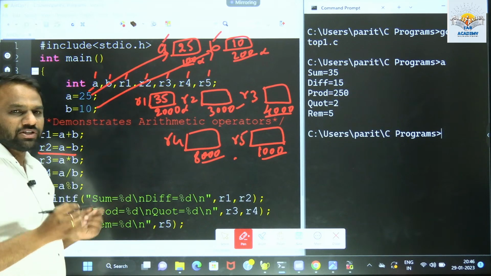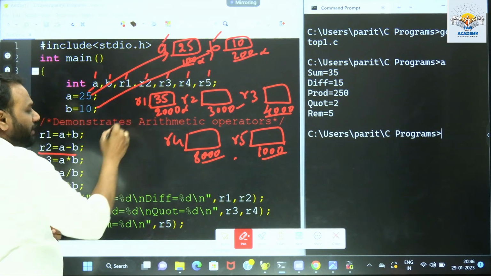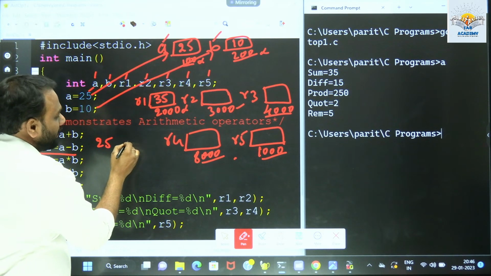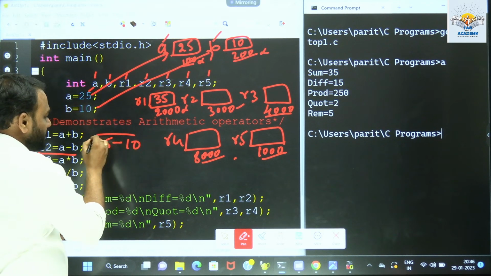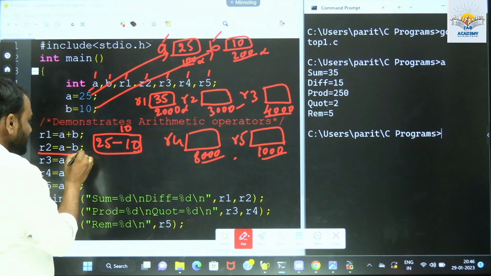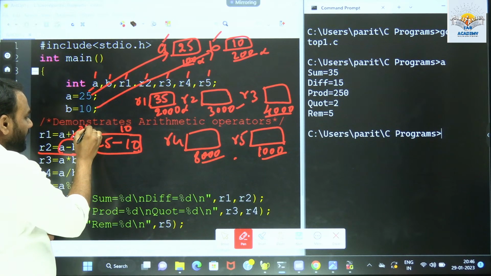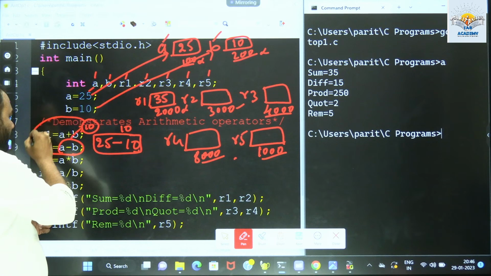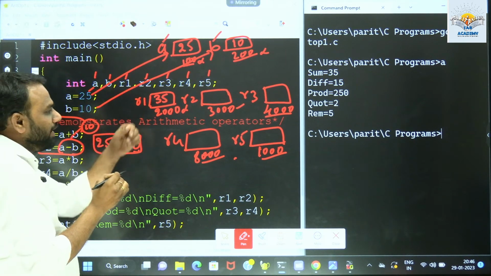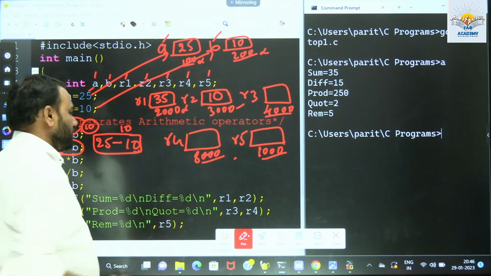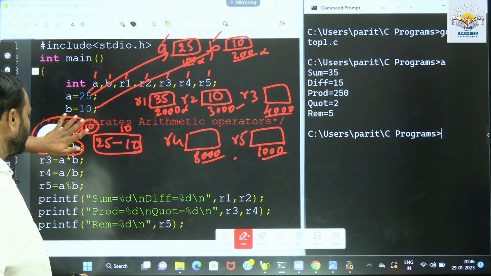Here, R2 is equal to A minus B. So the content of A will be brought out, 25. The content of B will be brought out, 10. And we have here minus. So 25 minus 10 is 15. So this whole A minus B will be replaced by the result. Where will this be stored? It will be brought and stored in R2. So we have a box corresponding to R2, and here the result will be stored.